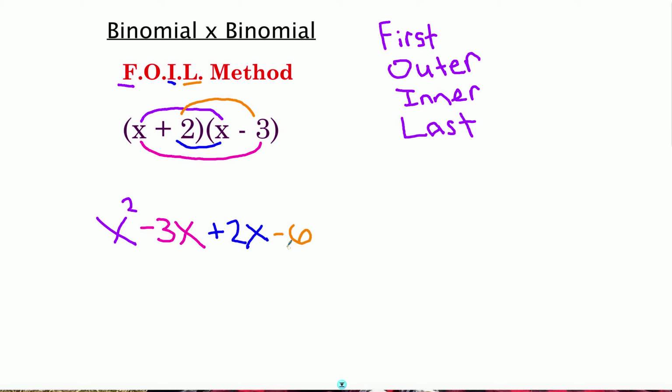So here I am almost finished. It's just that I have like terms here that need combined. This negative 3x plus 2x should be combined. So I'll have x squared, negative 3x plus 2x is minus 1x, and then minus 6. And there I have multiplied a binomial times a binomial.